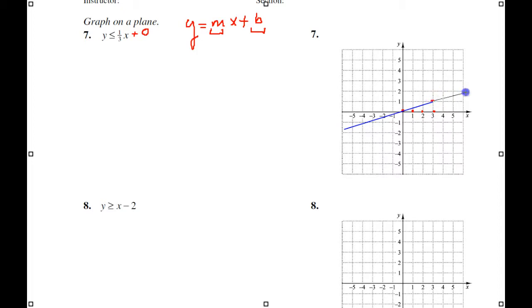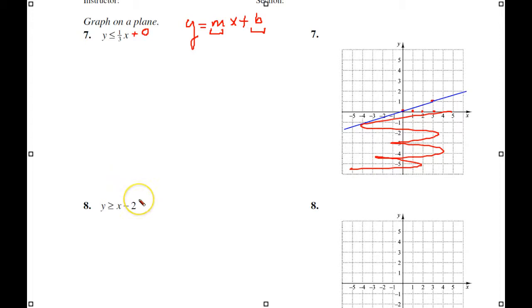And then, where do we shade? Do we shade above or below? Well, a positive y is less, so we're going to shade below.